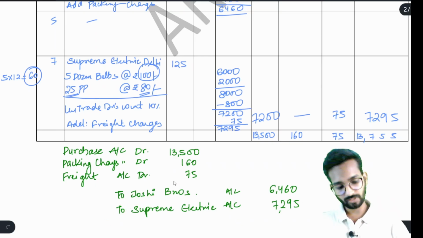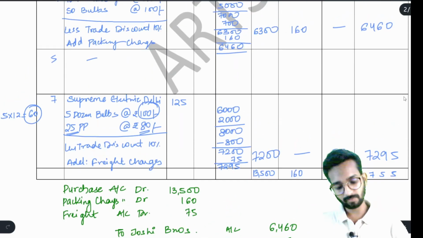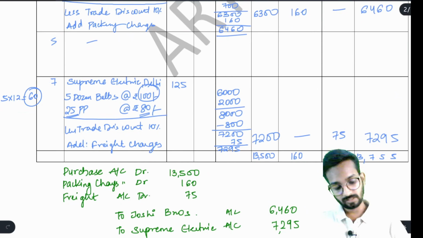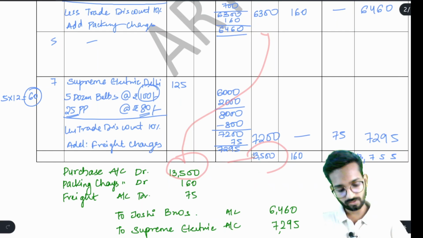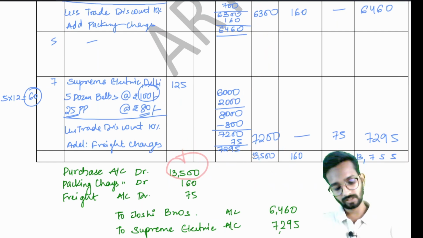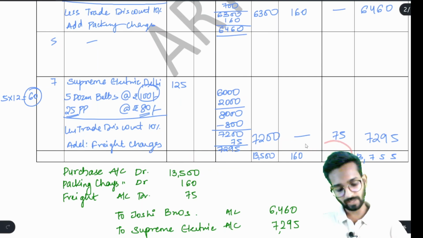Now, after they have become your creditors, how much amount we are supposed to pay them? We have to pay them 6,300 for the goods. So 6,300 we will write in purchase account. 6,300, 7,200, total is 13,500. This is for accounts. This is for goods. Then we have to pay them 160 for freight and 75 for packing charges. Now these will be written here as freight and packing charges.